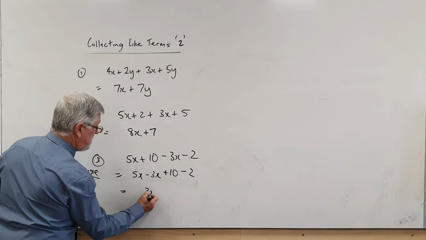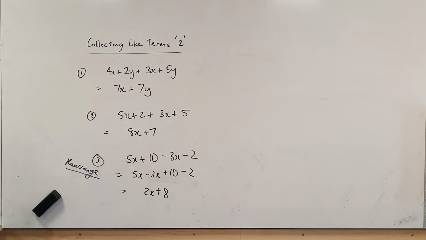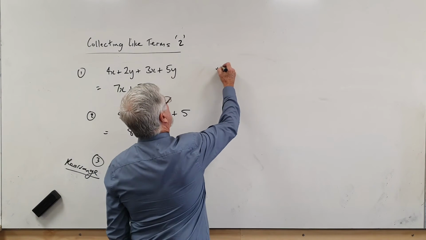5x take 3x is 2x. 10 take 2 is 8. You can see we've got the same answers that we had before. So you just got to be careful which ones can be added and which ones can't. One more, just one further.